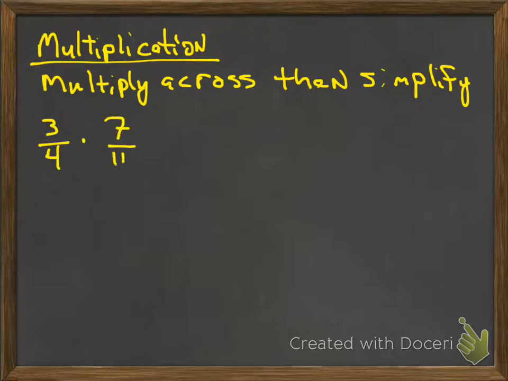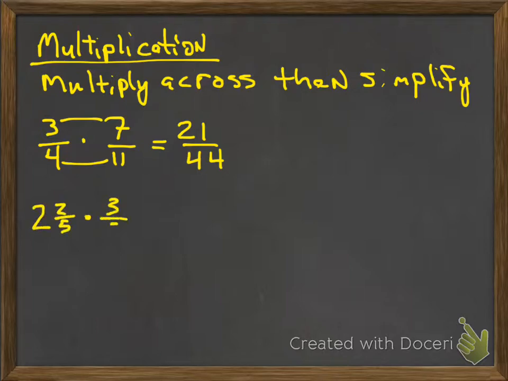So what do I mean by that? Well, here's what I mean. 7 times 3 is what? It's 21. 4 times 11 is 44. And guess what? That's your answer, because you can't go any further. So you just multiply straight across. And again, what helps is if one of those denominators was prime, so I couldn't really simplify that too much.